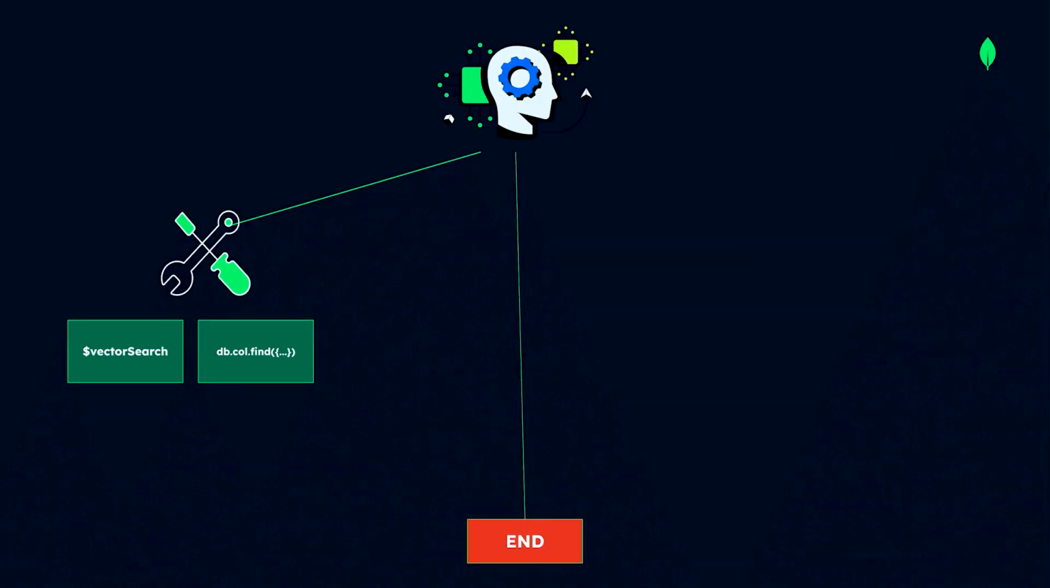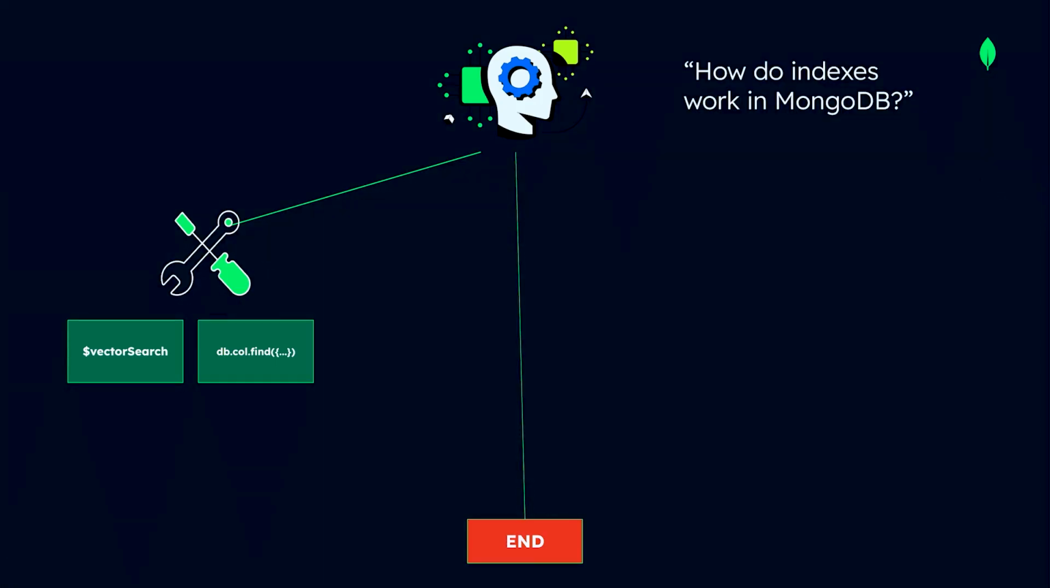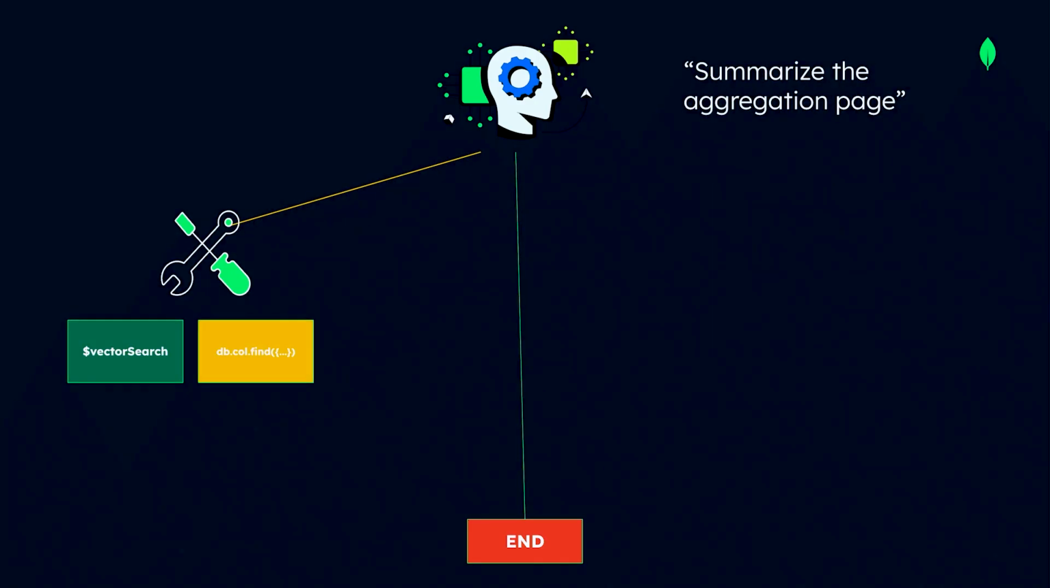The intelligent part is that our agent will determine which tool to use based on the user's query. If someone asks, how do indexes work in MongoDB? The agent will use vector search to find relevant information. If they say, summarize the aggregation page, the agent will use the find command to retrieve and summarize that specific page.